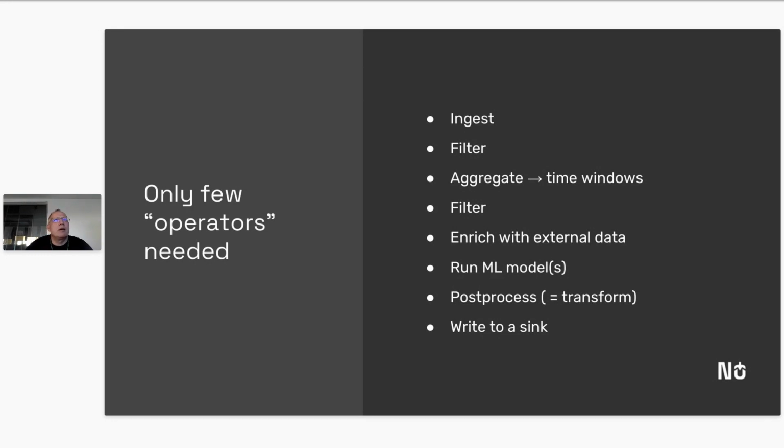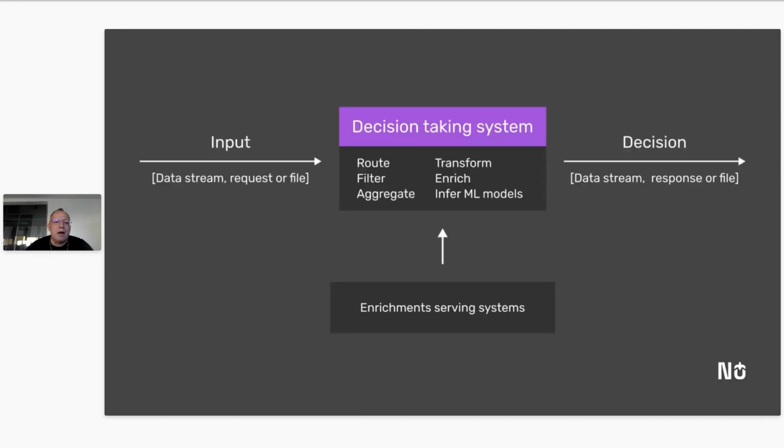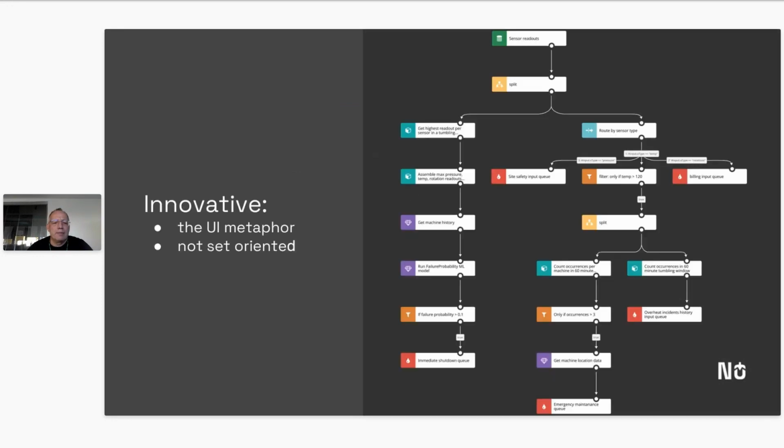We just need the ability to stitch them together. So our decision-taking system would look something like this, right? It would have these operators. It has to be able to look up data from the enrichment serving system. This is how it could look, right?